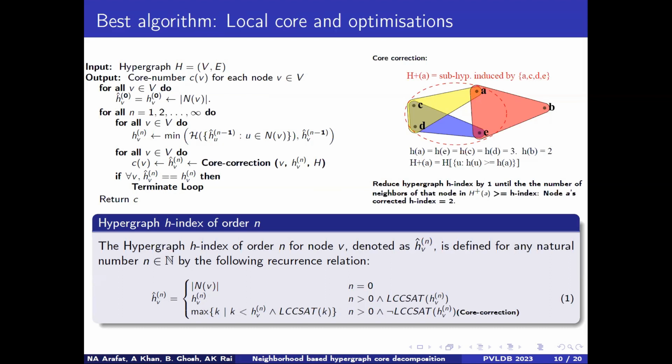To solve this problem, we apply a local core correction procedure in our entire local core algorithm. More details are given in the paper, but the key idea is we keep reducing the H-index of nodes till a certain constraint is satisfied. In particular, we consider the subhypergraph induced by nodes A, C, D, E. In this example, the H-index of node A is reduced by 1 till the number of neighbors of node A in this subhypergraph is greater than the H-index. So we get the correct H-index of A, which is 2, and this solves the problem.